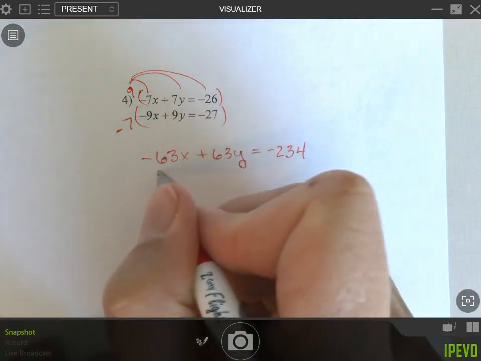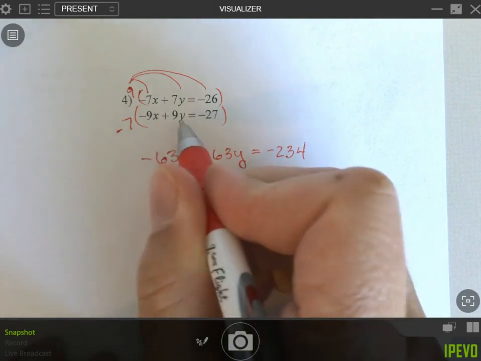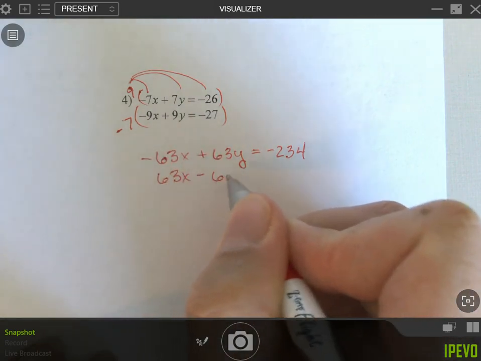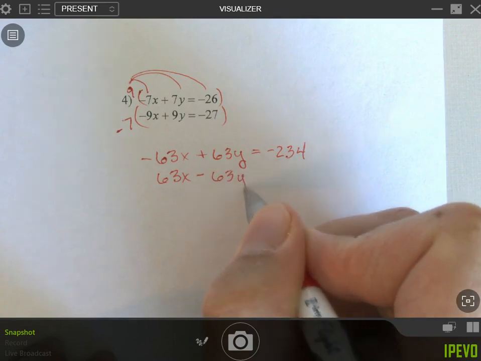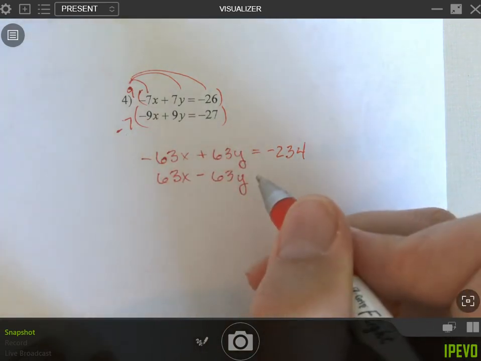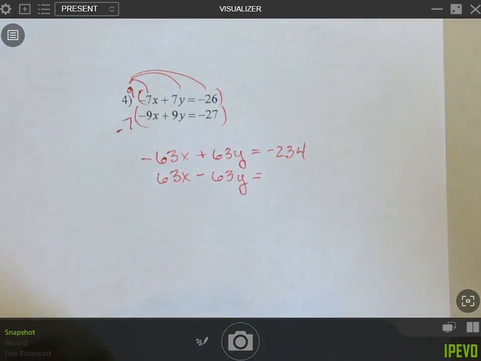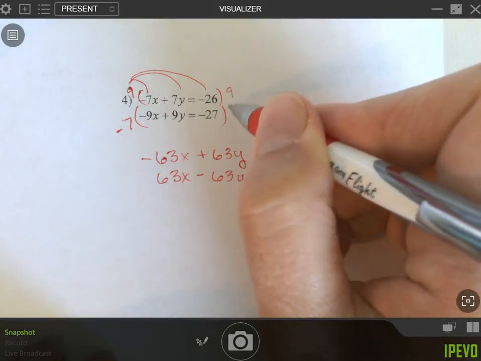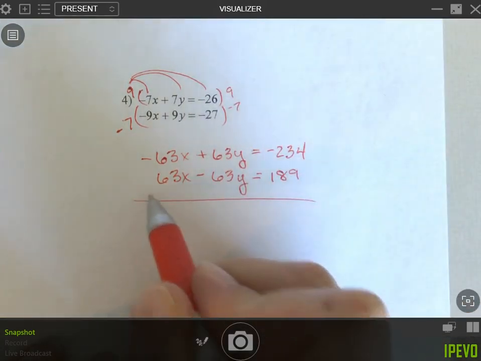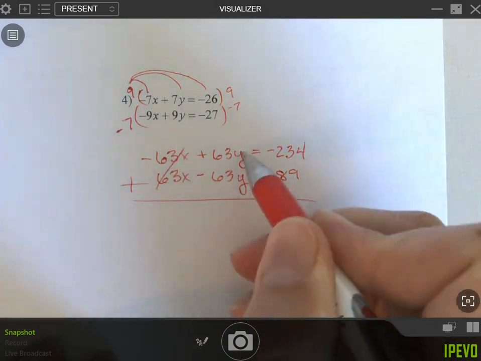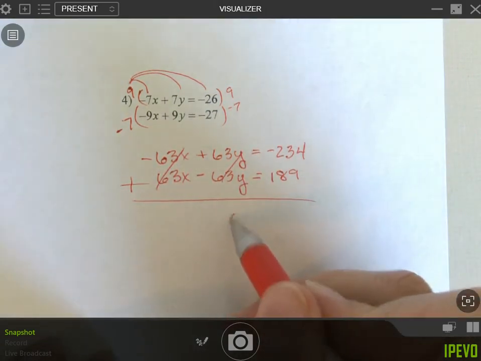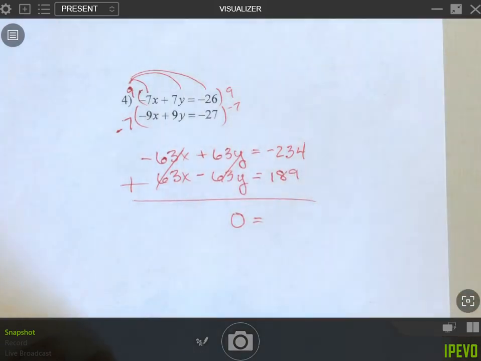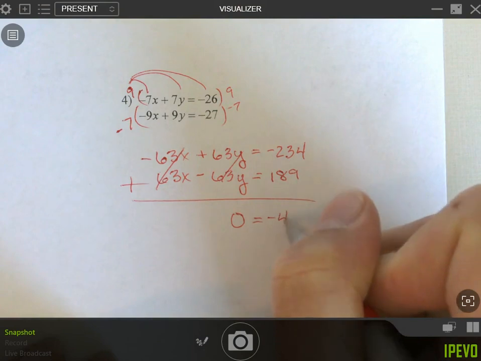Negative times negative is going to be a positive 63x. Negative times negative is going to be a negative 63y. And a negative times a negative is going to be a positive 7 times, what am I doing, 27? 189. All right, if it helps you, put the numbers over here. When I go to add, what happens? Not only do the x's cancel, but so do the y's. That gives me 0 on the left. What do I have on the right? I think I should have a negative 45.